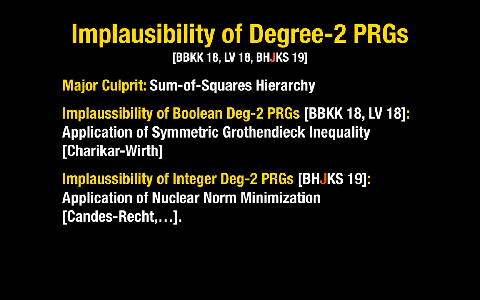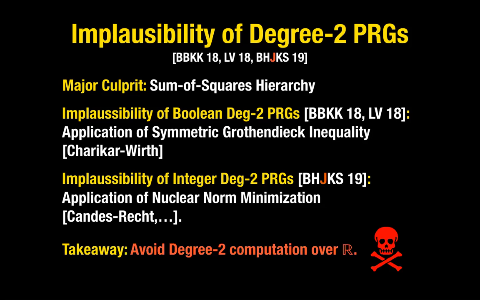And I want to specify that I'm calling it implausibility. I'm not calling it impossibility because it's not an unconditional ruling out of all parameters. All these results actually work for a wide variety of parameters, but not every set of parameters. So it's not a complete impossibility. However, the parameters were still so general that it shook our confidence in this assumption. So that was the key thing. And because of that, the main takeaway that we as a community derived from this implausibility was that you want to avoid relying on PRGs where the evaluation is a degree 2 multilinear polynomial over the reals. So that was the takeaway.